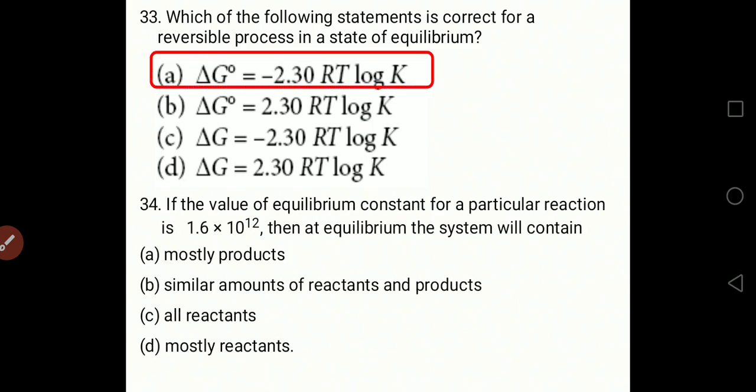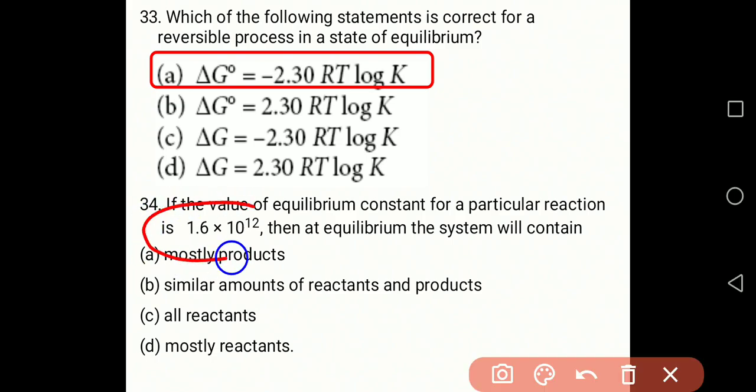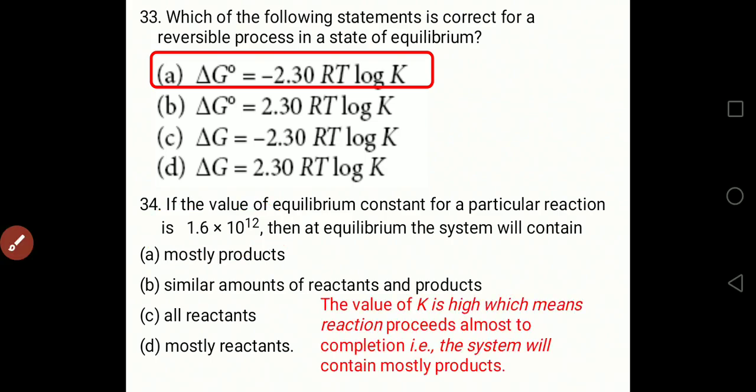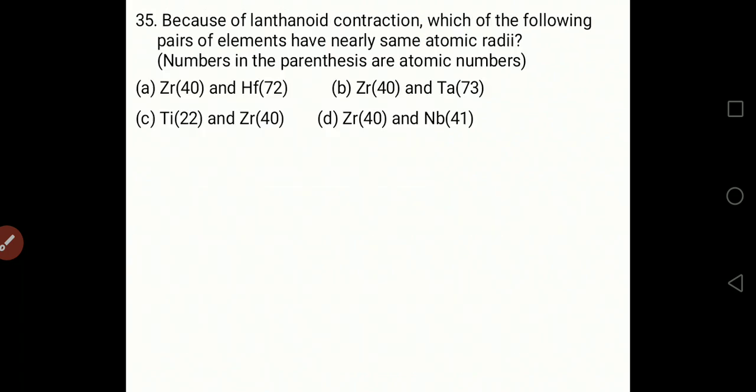34. If the value of the equilibrium constant for the particular reaction is given, then at equilibrium the system will contain... Remember this value, what it indicates, it is very, very high. It is very, very high means, remember, the reaction is about to complete. So the system will contain mostly the products. So answer is A. Only products or mostly products.